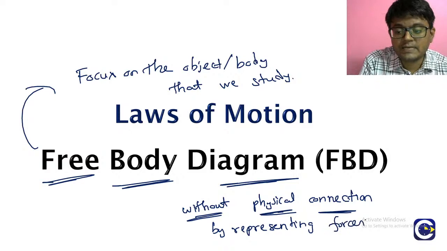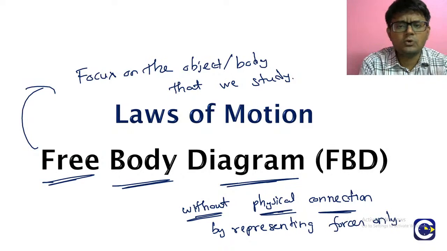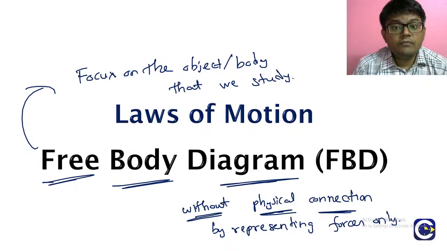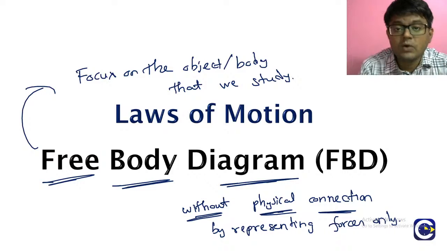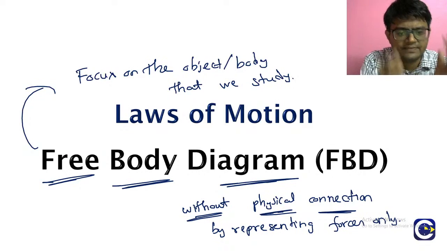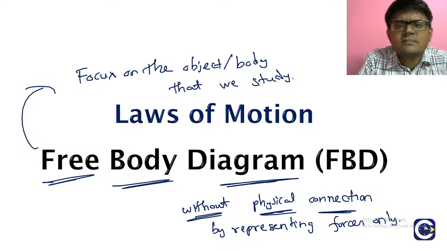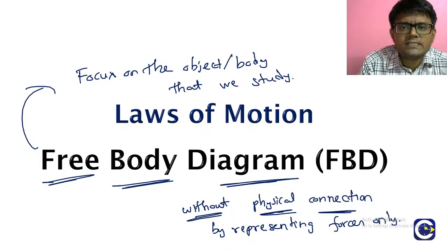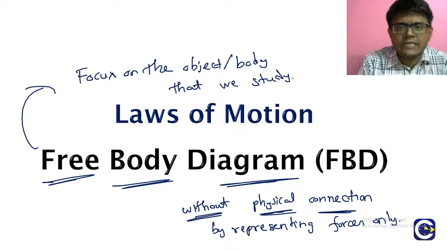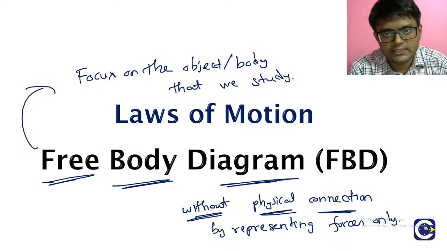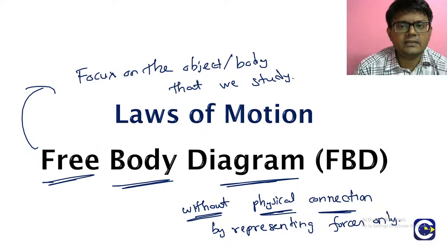So we will just represent all the forces acting on that object without showing any physical connections. By that, we will not see a clumsy diagram, because if the physical connections are there, we will be confused about which force is acting and how it is acting. Physical connections don't matter to us. What matters to us is what forces are acting on the object and in what direction the forces are acting, correct? So physical connections do not matter.